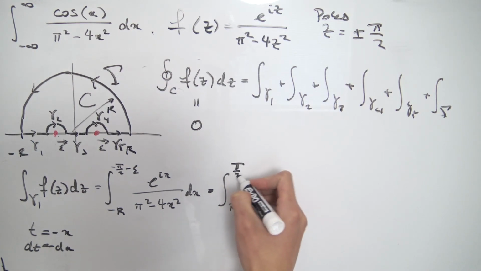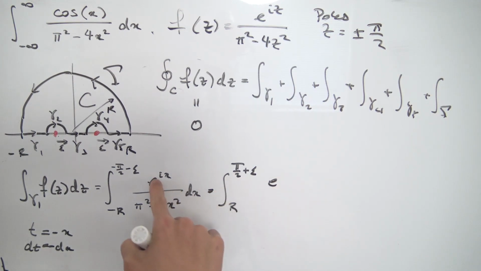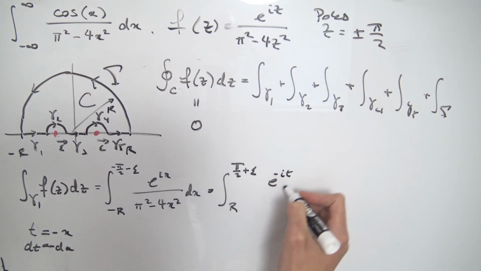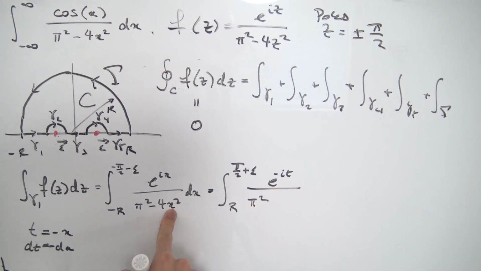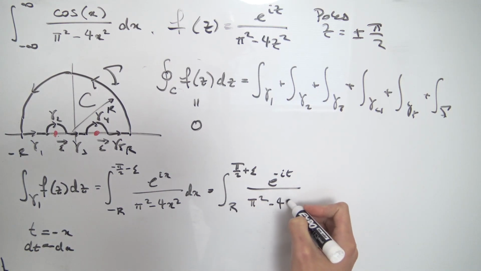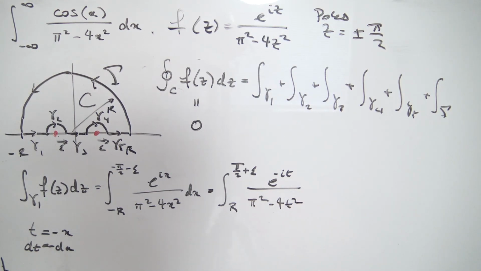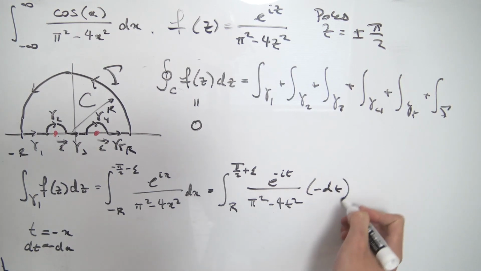So we're going to have pi on 2 plus epsilon. And then we have e to the, well, x will become minus t. So we have e to the minus it over pi squared. And notice x squared is an even function, which means if you plug minus something into it, it's still the something itself. So we still have minus 4t squared, like so. You can pause the video and confirm that for yourself. And then dx, well, that's minus dt. So we're going to have minus dt hanging off the ends, like so.